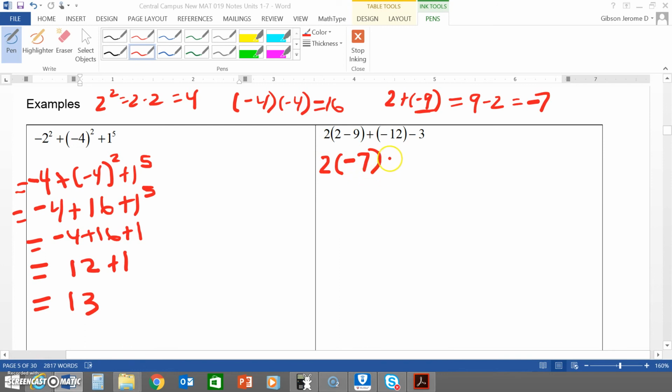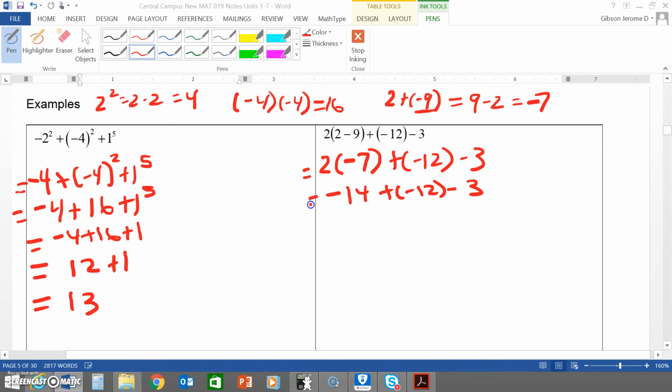So we have -7 in parentheses plus a -12 minus 3. Now this -7 in parentheses, we can't do anything with that. So we'll go to the other parenthesis. We can't do anything with that as well. So these are separators. So now we look for the next operation. We're done with parentheses. There's no exponents. So we look for multiplication or division. We do have multiplication here. So we'll do 2 times -7, which is -14, plus this -12 minus 3.